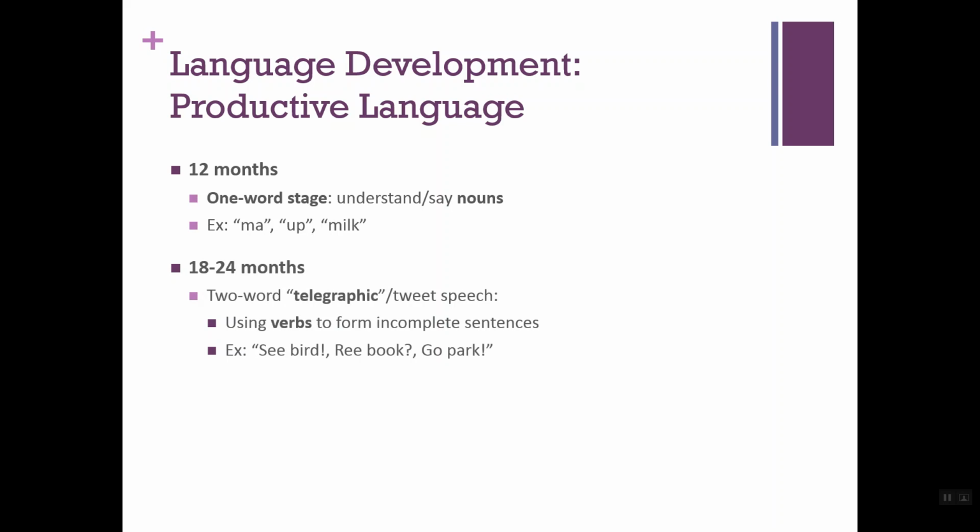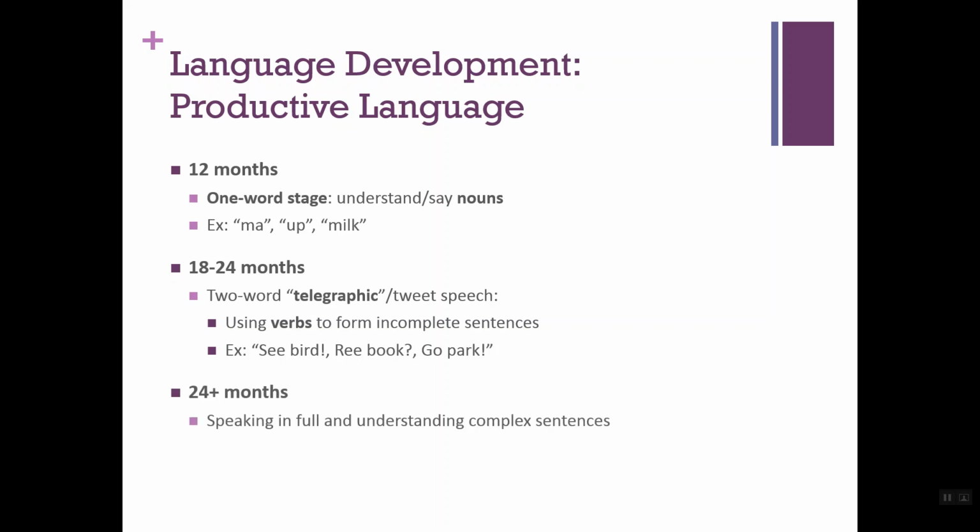At 18 to 24 months, they're going to start picking up two-word kinds of speech. We call it telegraphic or tweet speech. And so now they're throwing in verbs in the mix, right? So "see bird," right? So see is the verb, bird being the noun. "Read book," and they might make some grammatical errors, right? And not have that pronunciation quite down yet. Or "go park." And so now they're better able to communicate with you what their needs are.